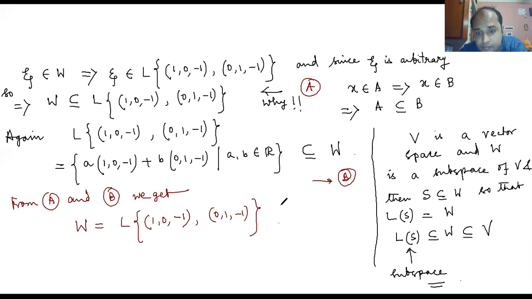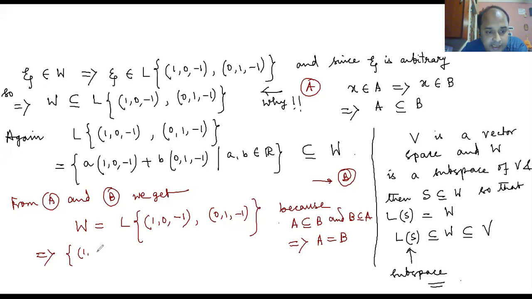Because A subset of B and B subset of A together implies A equals B, and that implies the set (1, 0, -1), (0, 1, -1) generates W. Okay, first part is done.